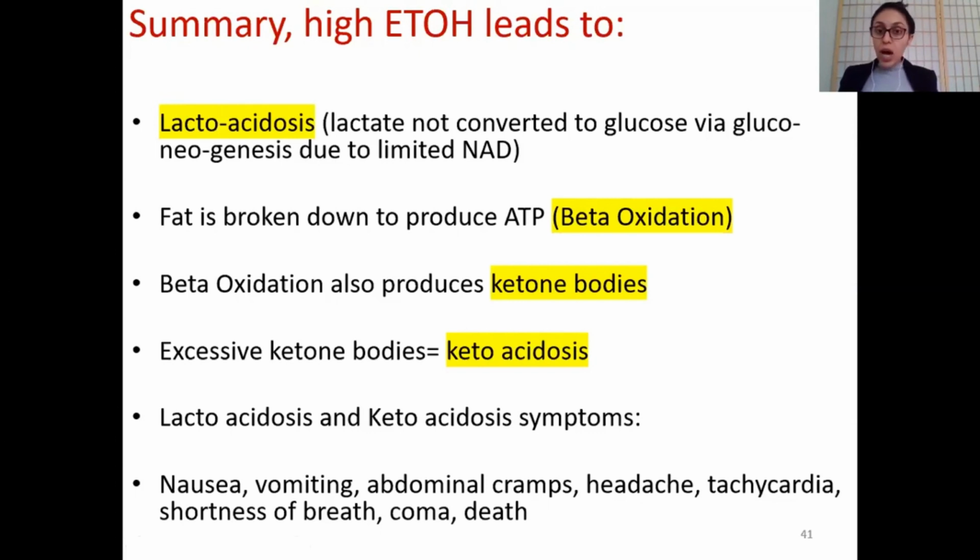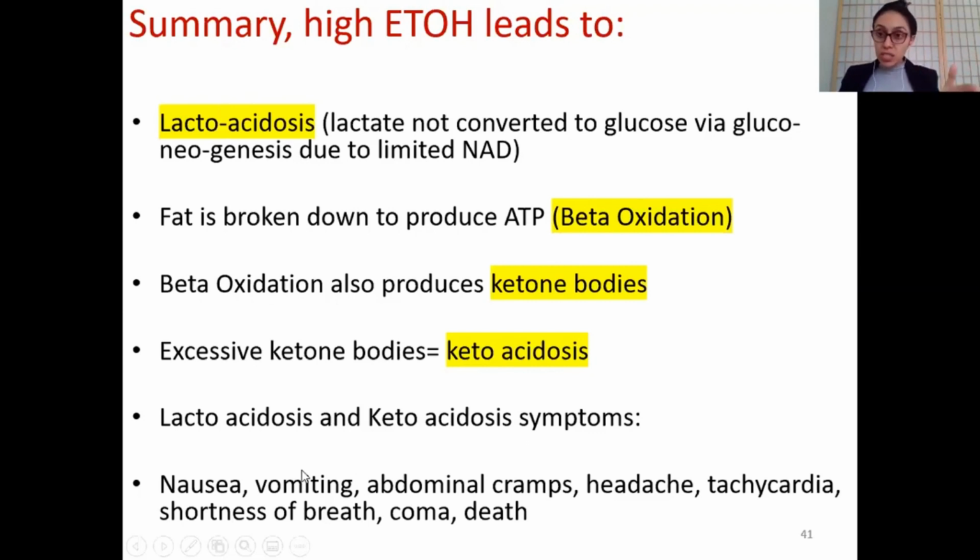Second, fat is broken down to produce ATP. Yes, that is happening at this side. But remember, dealing with fat is like making a deal with the devil. Fat will give you energy, but fat will also give you ketone bodies. And when you have a high amount of ketone bodies, this results in ketoacidosis. So you have lactoacidosis, and you have ketoacidosis.